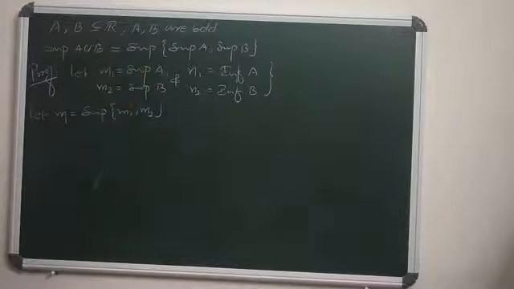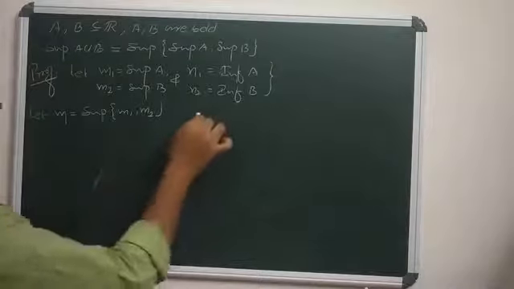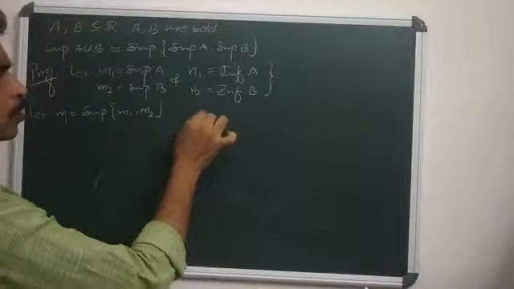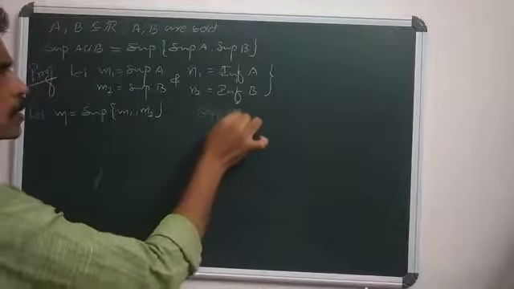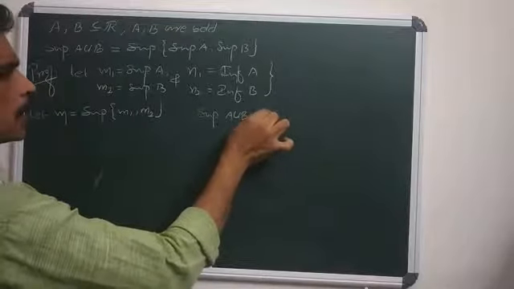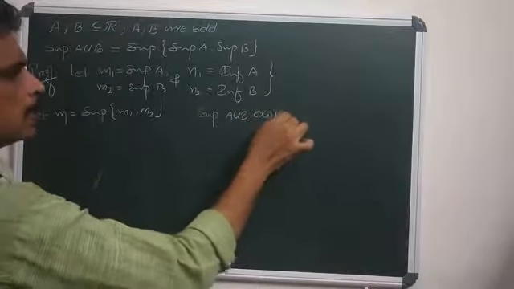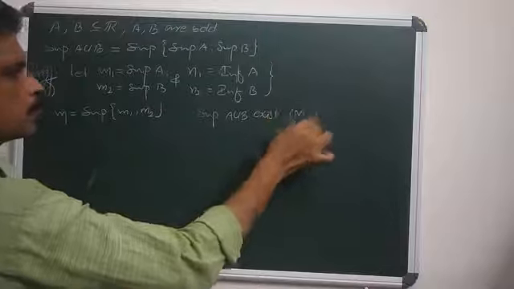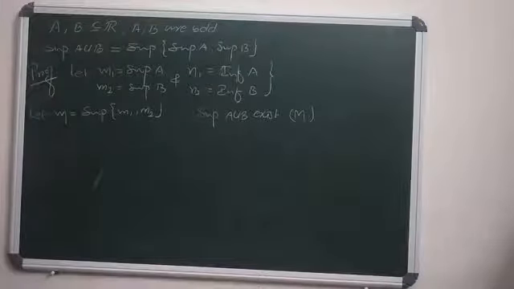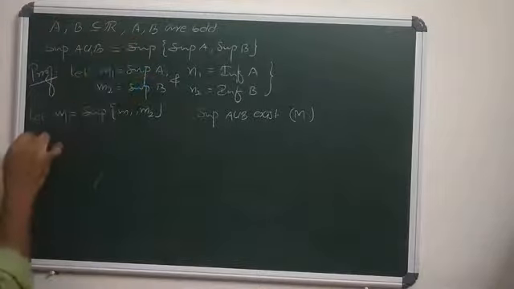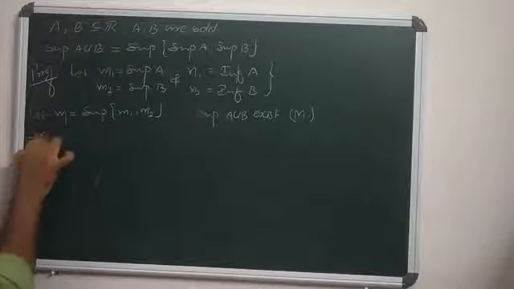Now in the previous problem, we saw that if A and B are bounded, A union B is bounded. Since A union B is bounded, the supremum of A union B exists. Let it be capital M, the supremum of A union B. Now to show that m equals M, we have to show that m equals capital M. This is our requirement.